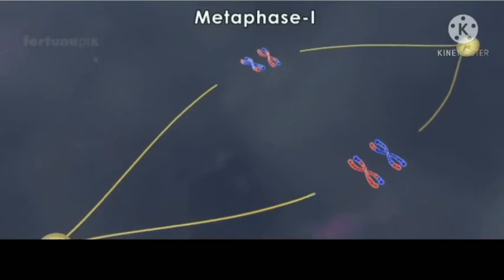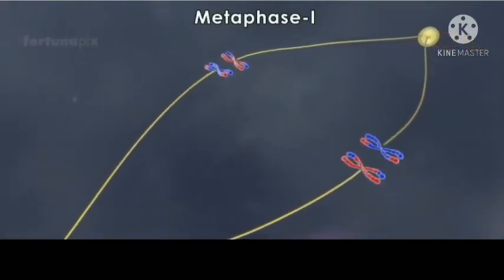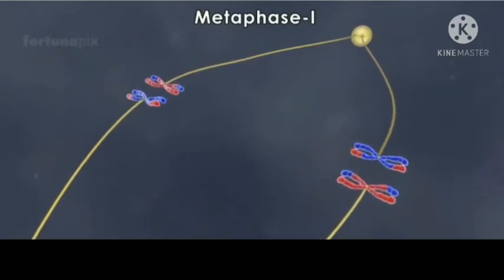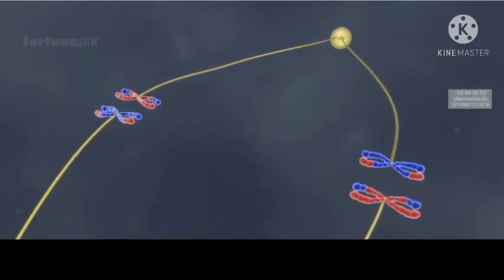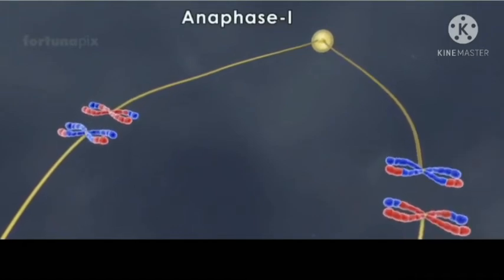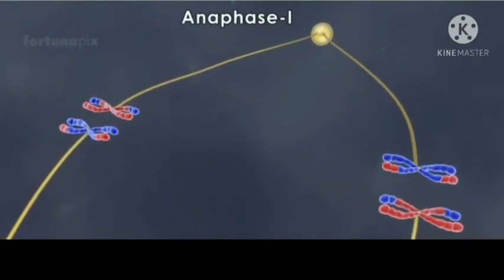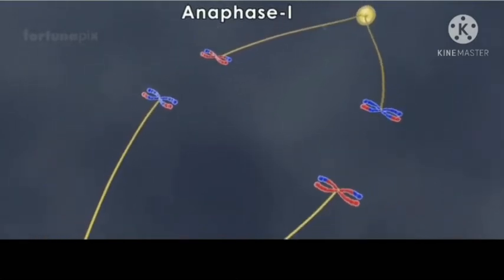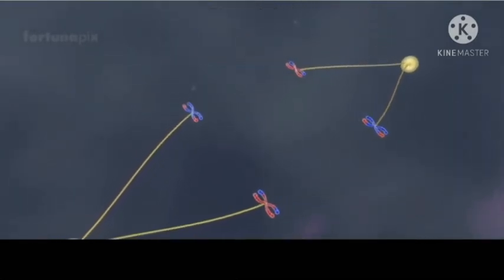In metaphase 1, the spindles attach to the centromere of homologous chromosomes of each tetrad. As the process progresses into anaphase 1, the 2 chromosomes of each tetrad separate and start moving towards opposite poles of the cell as a result of the action of the spindle.